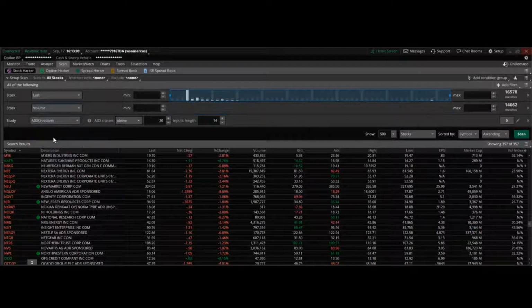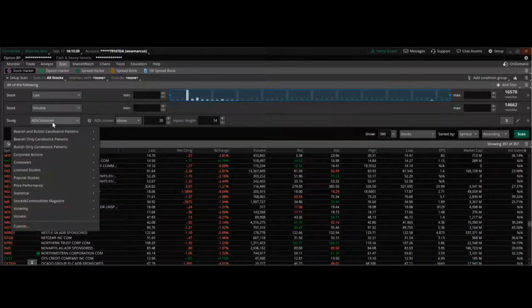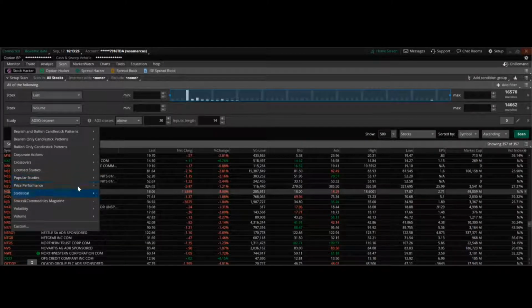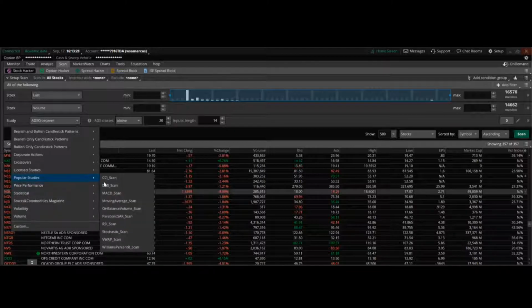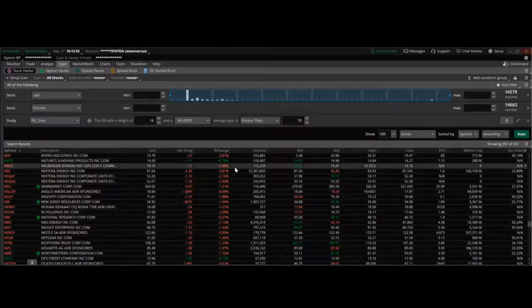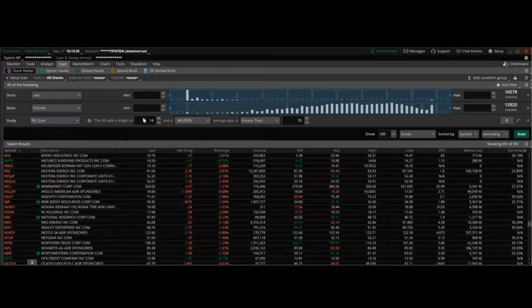So I don't like to trade stocks with low volume, so this is very important for me, and especially important for you. You don't want to be trading any stocks with low volume, so you get to choose the volume range you're looking for. And over here, most importantly, we want to scroll down to where it says popular study and come right over here where it says RSI scanner, right? So that's going to be the main tool that we're going to be using to help us understand and find these stocks that are deemed possibly a good deal.